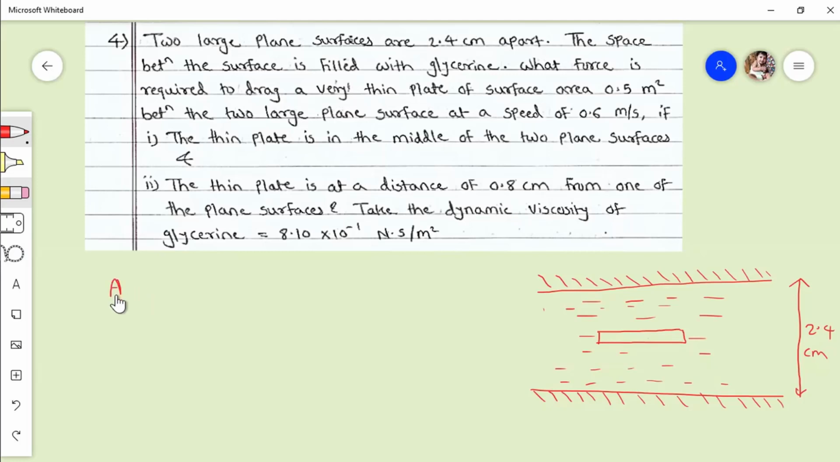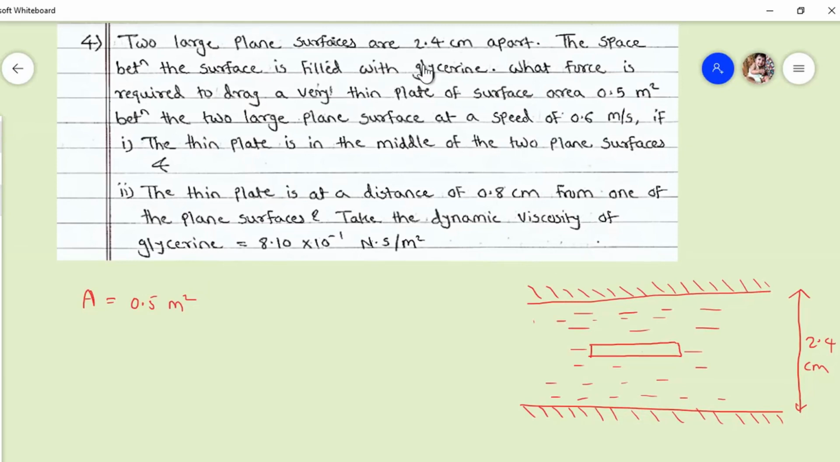So I will write area of the plate, suffix if you want, you can add plate. This is 0.5 meter square. This distance 2.4 is what you can write down directly here. The distance between two surfaces is equal to 2.4 centimeter.